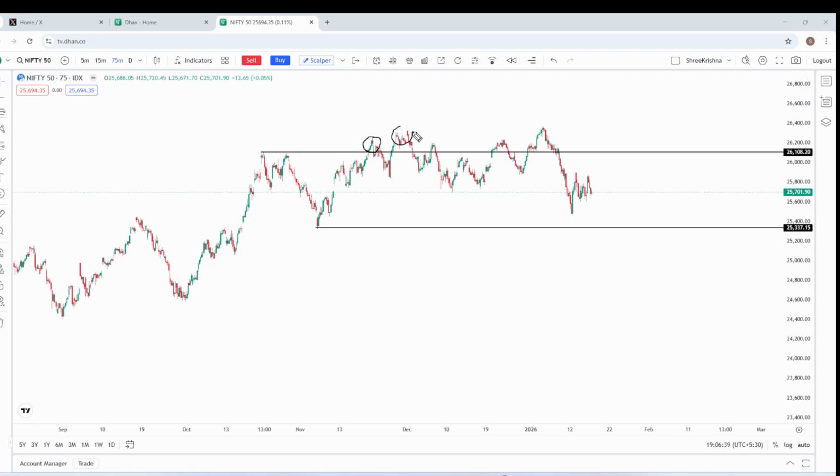Then again it made a new high. Again it came below this previous pivotal line, and again it went up, it made an equal high or slightly more than this high. Again it came, it broke the pivotal line, it broke its median line.